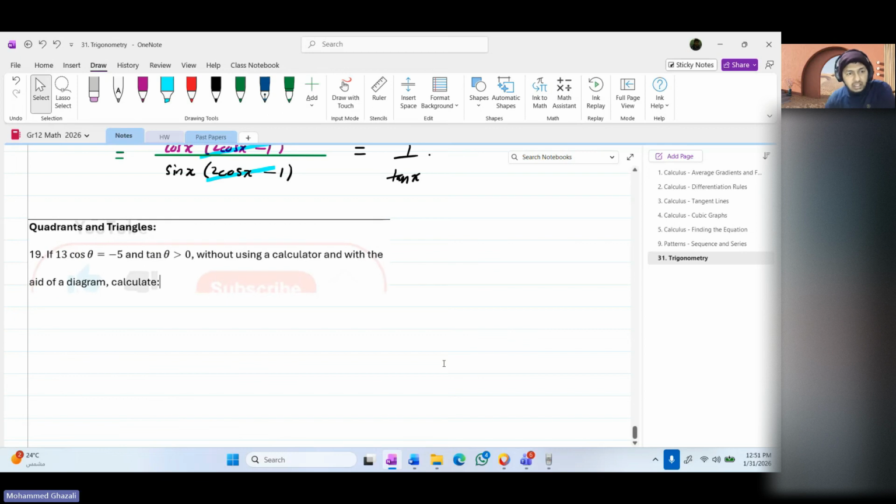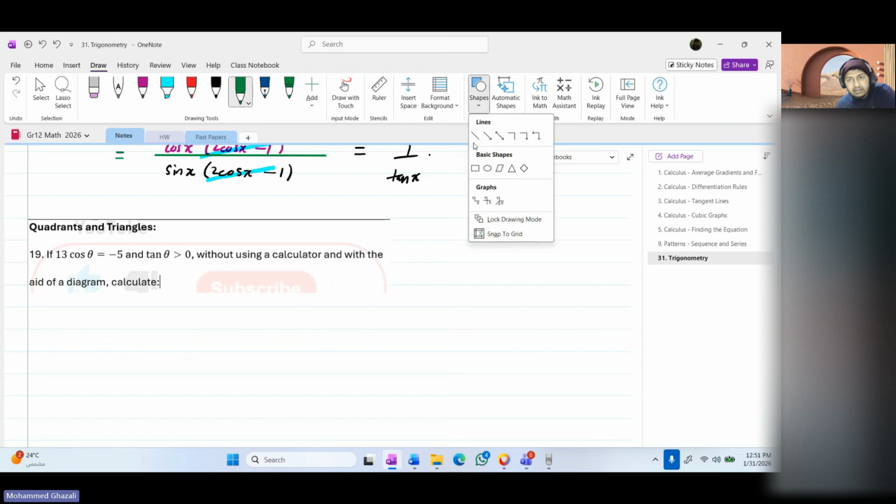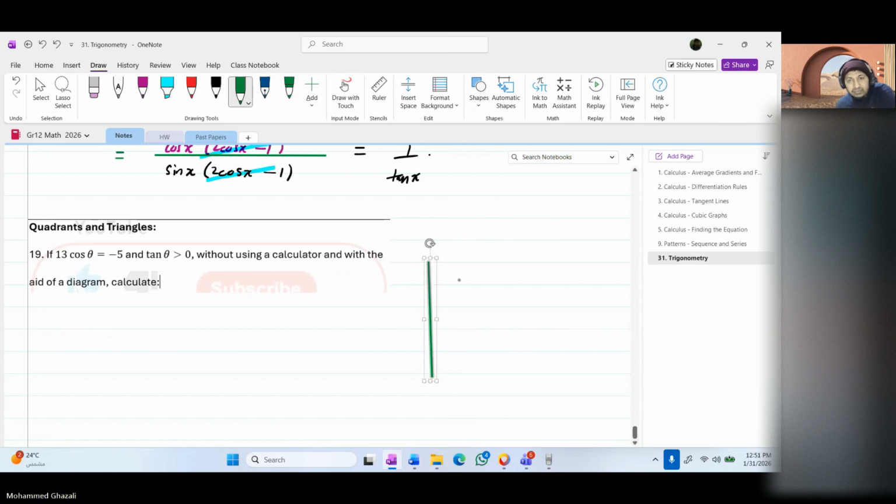So question number 19. If 13 cos theta is equal to -5 and tan theta is positive, without using a calculator and with the aid of the diagram, calculate. So we need to put the diagram in the right quadrant first. We can clearly see cos is negative. Now, how do you find the right quadrant? Cos is negative in the second and third quadrant, and tan is positive in the third and first quadrant. So you got the most amount of information here in the third quadrant. So you draw a diagram in the third quadrant.